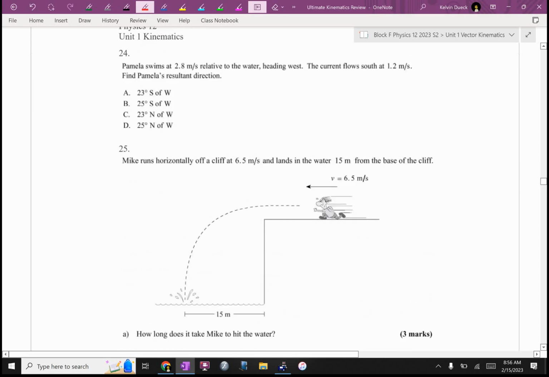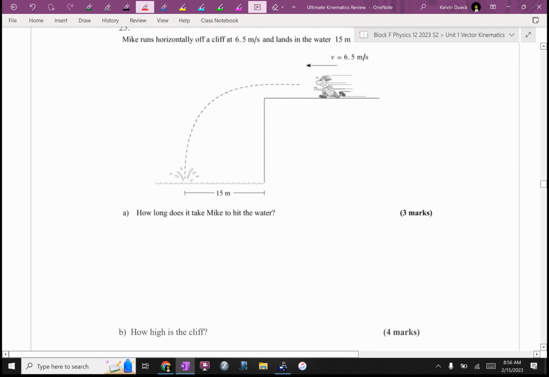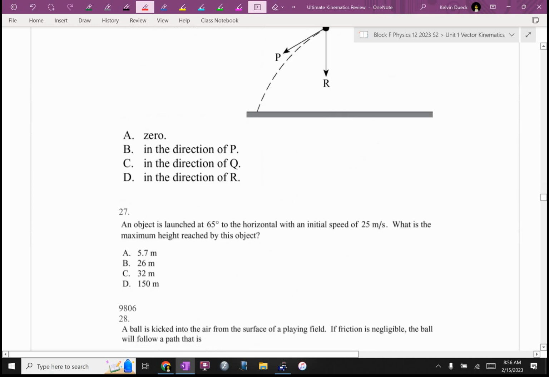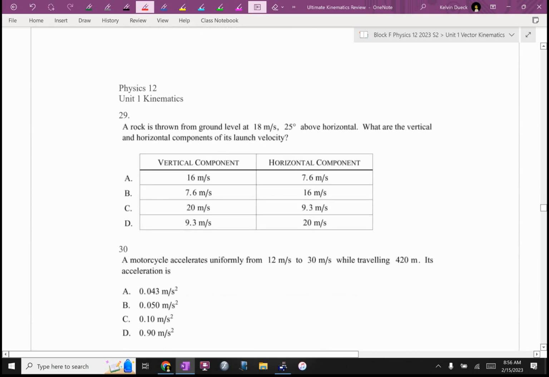24 is good. There's an example of, I was going to say a boat in a river, a person swimming in a river, not really a boat. 25 is good. There's a horizontal projectile. 26, 27, 28 are all good.